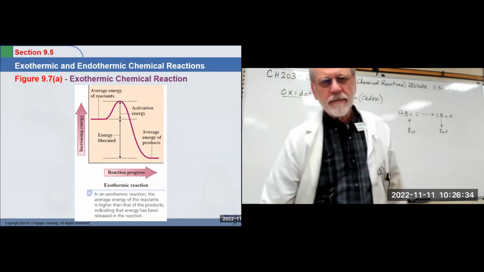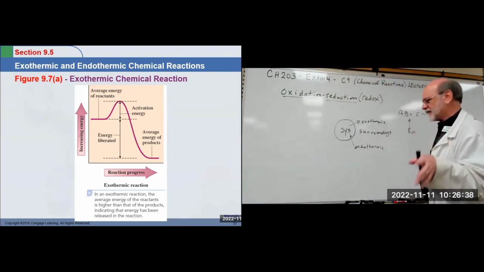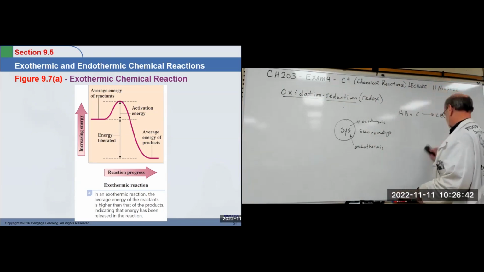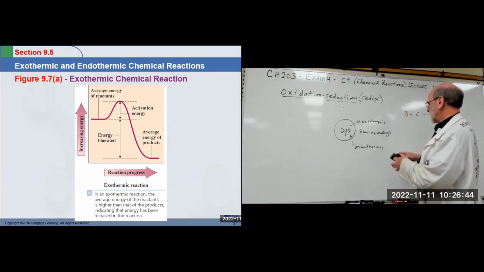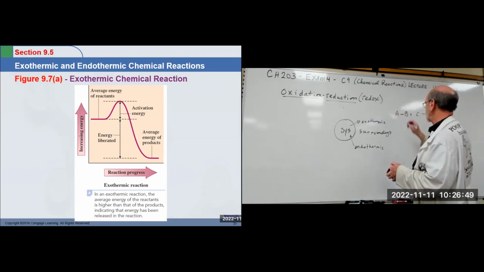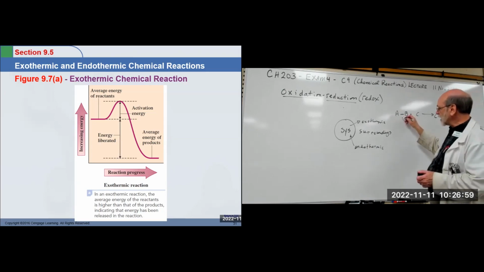Okay, so before we get to that graph, let's look at it this way. For this example, say we've got a bond here, and we've got a bond here. See, C, B, A. We've got to put energy in to break that bond.